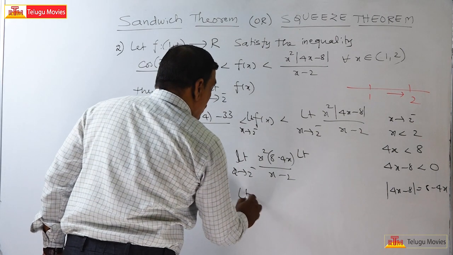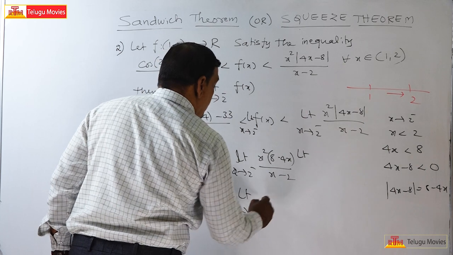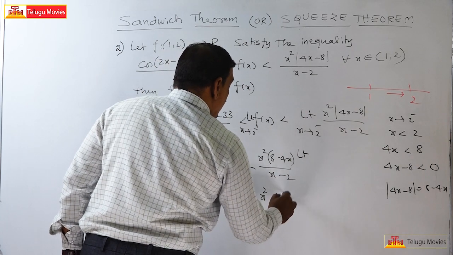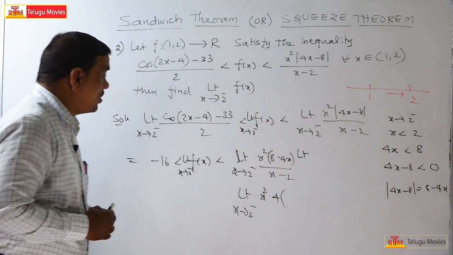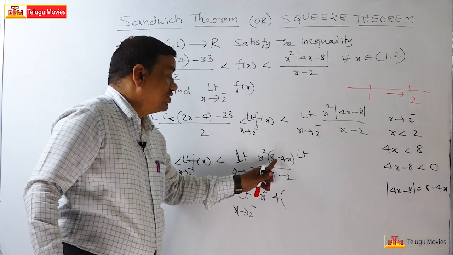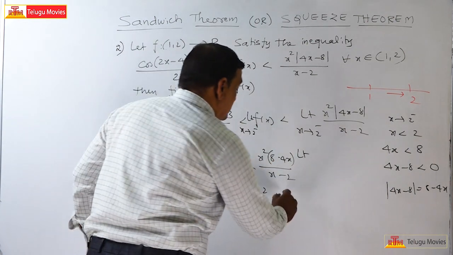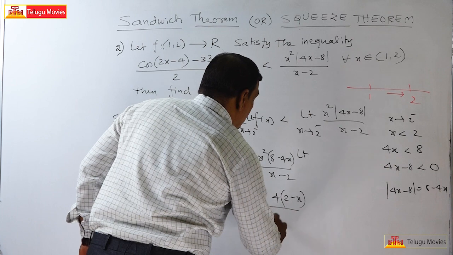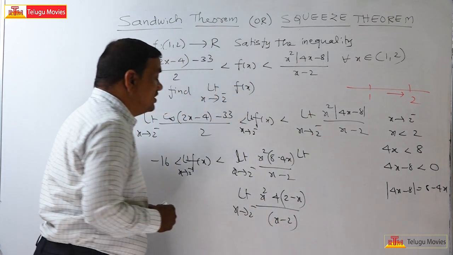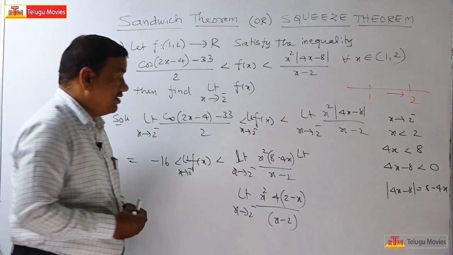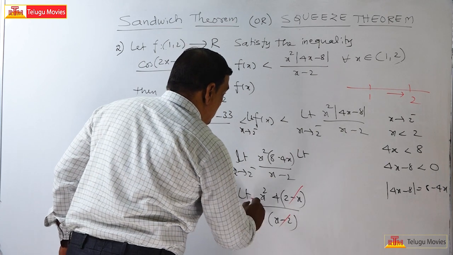So this is equal to limit x tends to 2 minus, x square. Take 4 common. So if you take 4 common, what happens here? So this is equal to 2 minus x by x minus 2. This 2 minus x and x minus 2 can be cancelled. Of course, minus will come.